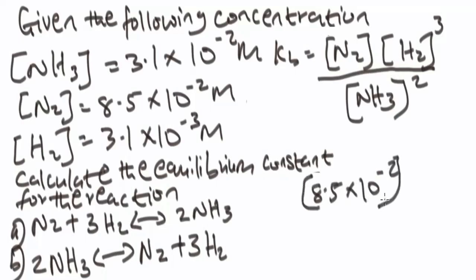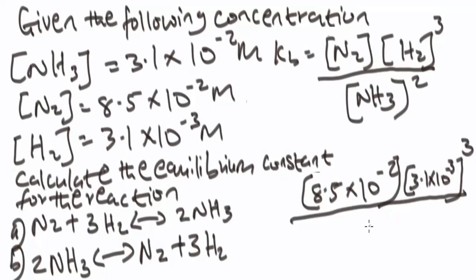Multiply by hydrogen, which we have as 3.1 times 10 to the power minus 3. The coefficient of hydrogen is 3, so we put it as the power here, then over that of ammonia. Ammonia is 3.1 times 10 to the power minus 2. The coefficient of ammonia is 2. So let's simplify this.